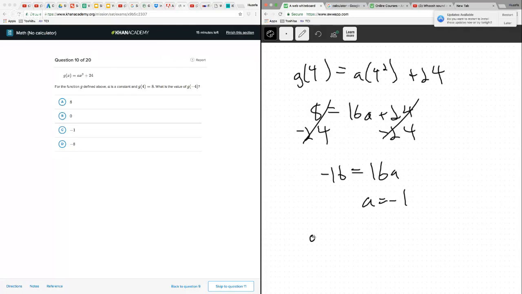So now we rewrite the function g of x equals negative 1 times x squared plus 24. Now we plug in negative 4: negative 1 times negative 4 squared plus 24.